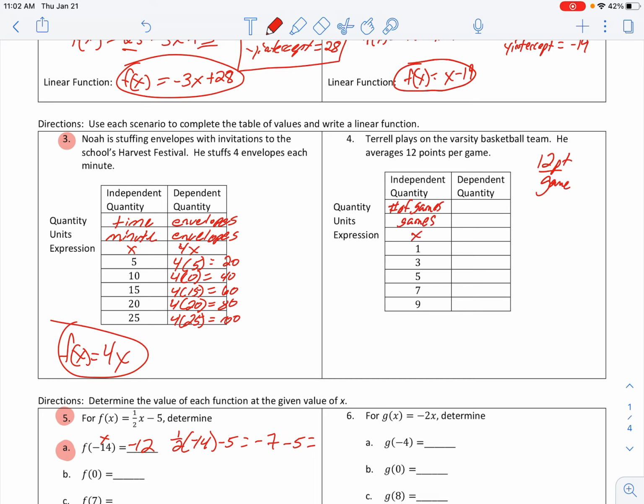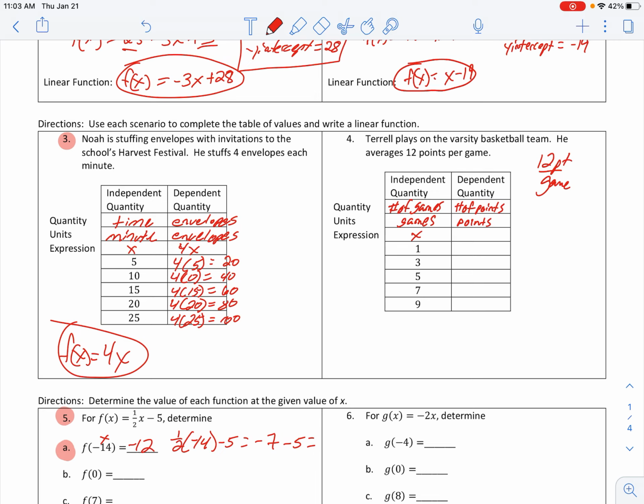It's a little funky there. It's always going to be x. Now, your dependent quantity is your number of points. And the units are still going to be in terms of points. It's a little weird. It's not like distance or time where you can have different types of units. Points is points. Games is games.